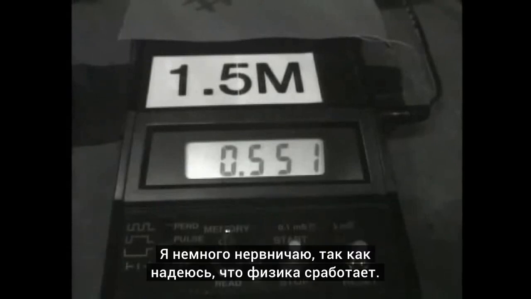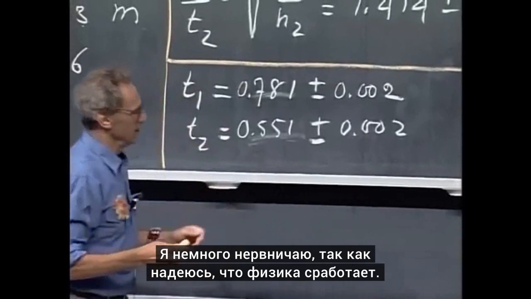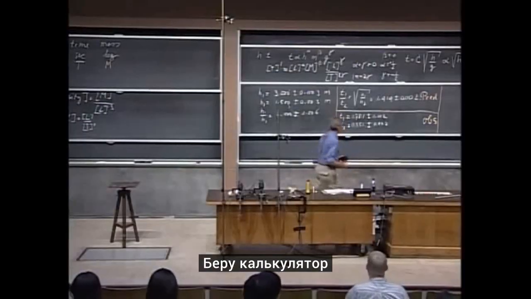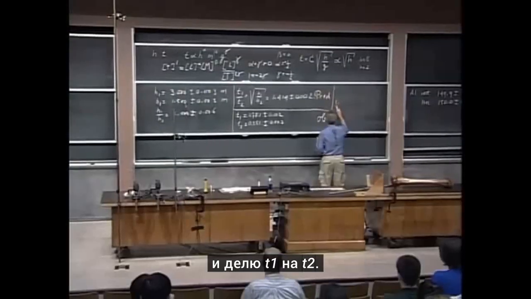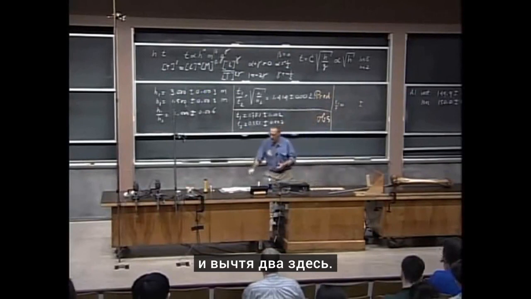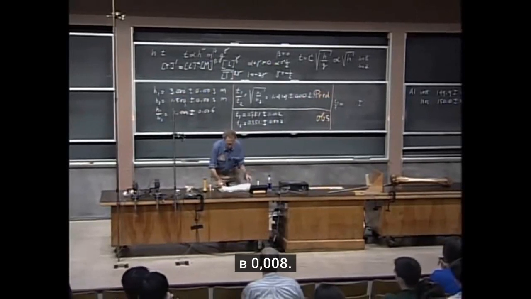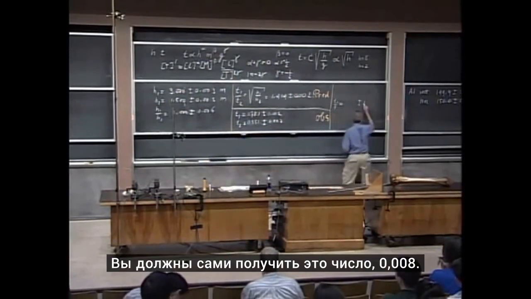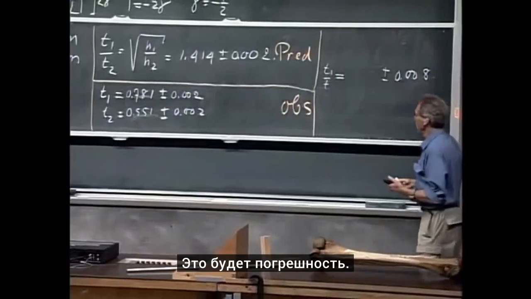Boy, I'm nervous because I hope that physics works. So I take my calculator, and I'm now going to take the ratio T1 over T2. The uncertainty you can find by adding the 2 here and subtracting the 2 there, and that will then give you an uncertainty of, I think, 0.08. Yeah, 0.08. You should do that for yourself. 0.008. Dimensionless number, this would be the uncertainty. This is the observation.